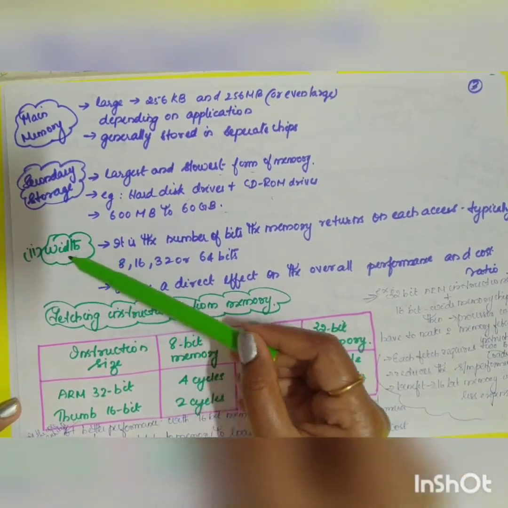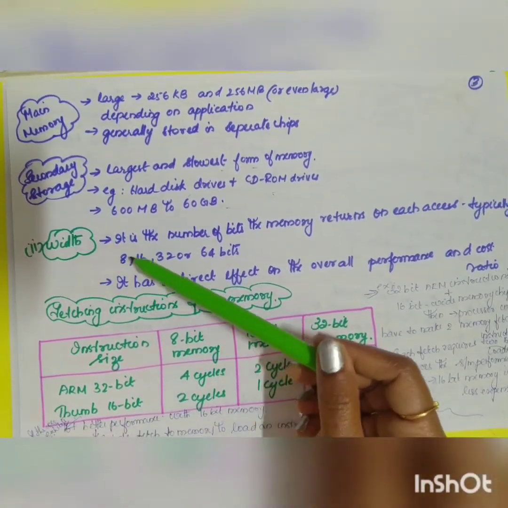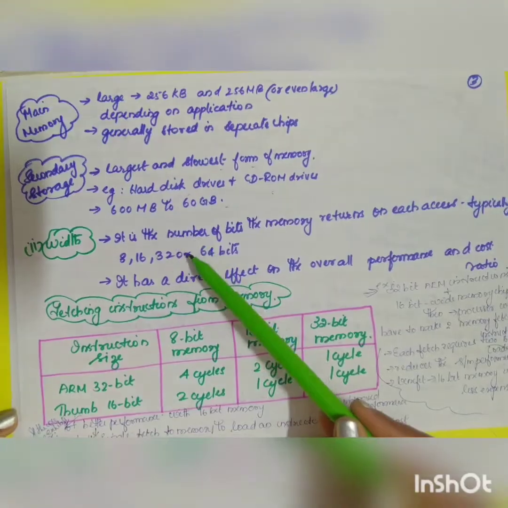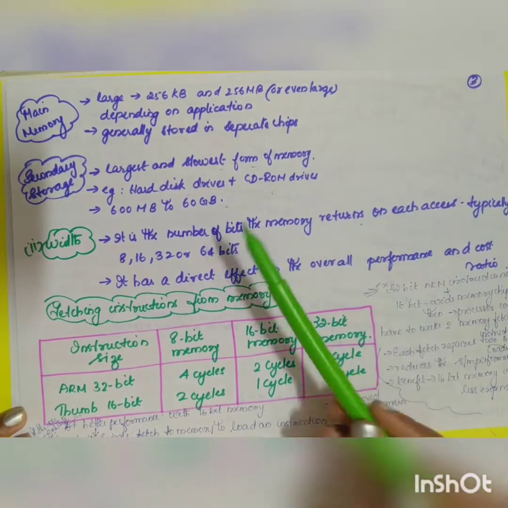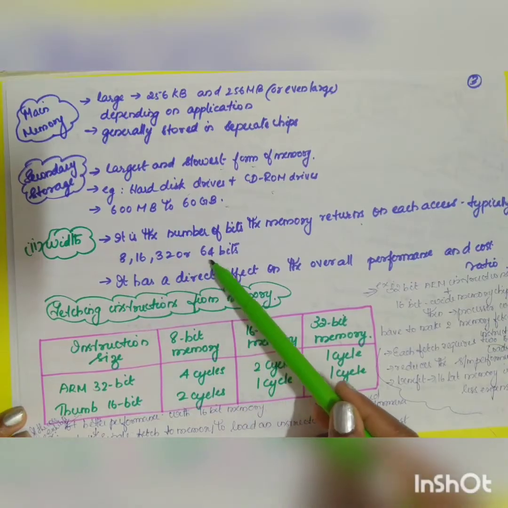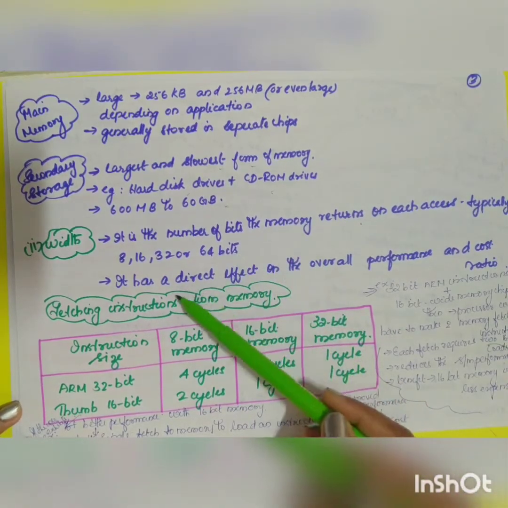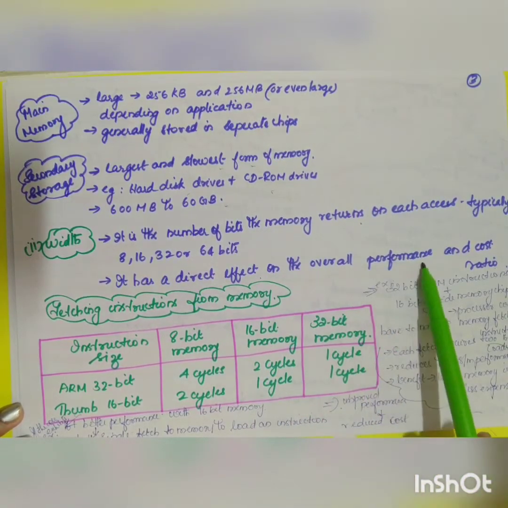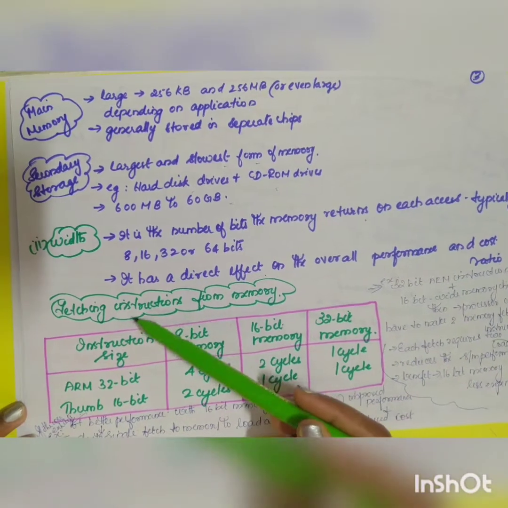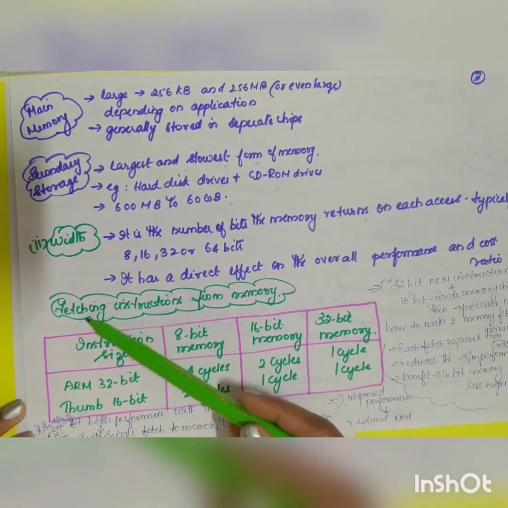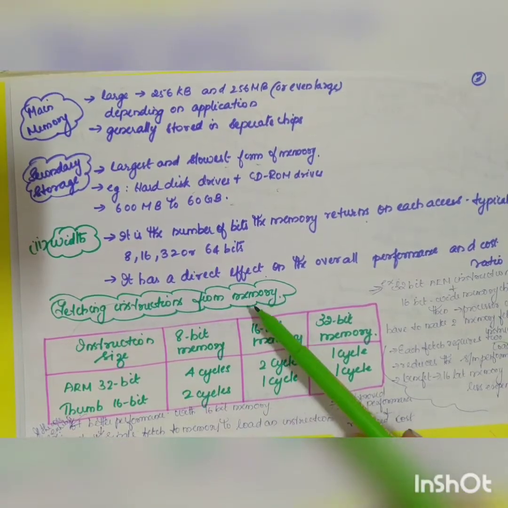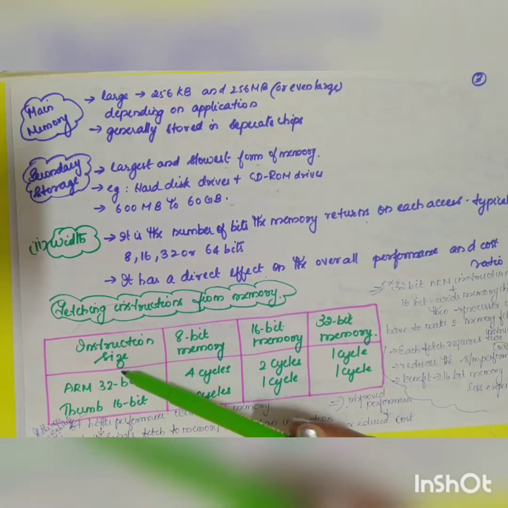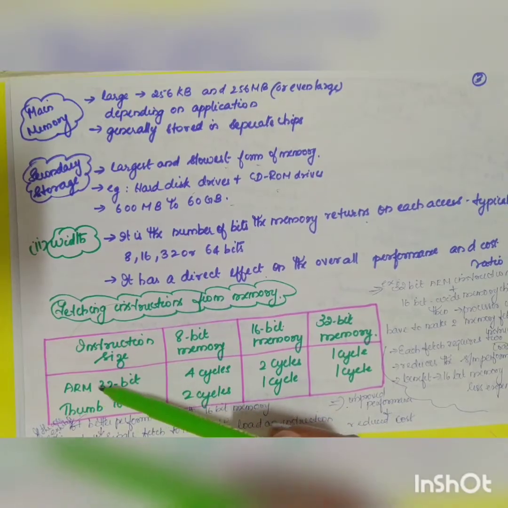The next, your second characteristic, is your width. So what is meant by width? It is the number of bits the memory returns on each access. Typically it can be 8, 16, 32 or 64 bits. It has a direct effect on the overall performance and the cost ratio. For example, this table gives you the elaboration of fetching instructions from a memory. So here you have two different instructions used: one is your ARM 32-bit and the other is Thumb 16-bit.